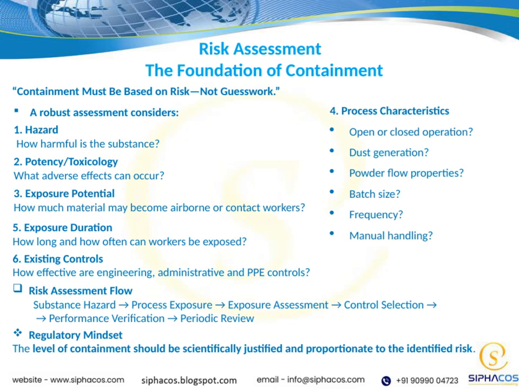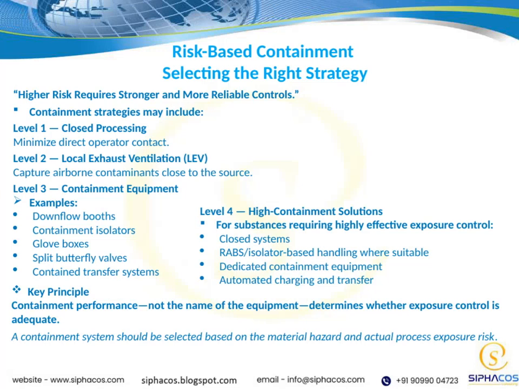Then we consider exposure, how long and how often workers might be in contact. We also evaluate existing controls, from engineering solutions to protective equipment. This flow guides us from understanding the hazard to verifying controls and reviewing regularly. The key: containment levels must be scientifically justified, matching the real risk. When it comes to containment, one size doesn't fit all. We choose our strategy based on risk. Higher risk means stronger, more reliable controls.